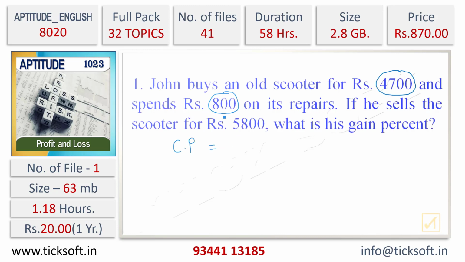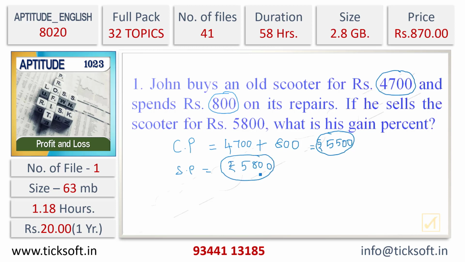So therefore the cost price of the scooter will be equal to this 4,700 rupees plus this 800. So now this will be equal to what? If we add these two values, then we will get 5,500. That is the cost price of the scooter. And now what is the selling price of the scooter? The selling price of the scooter is rupees 5,800. So now listen, the cost price is 5,500 and the selling price is 5,800. So therefore here the selling price is greater than the cost price.